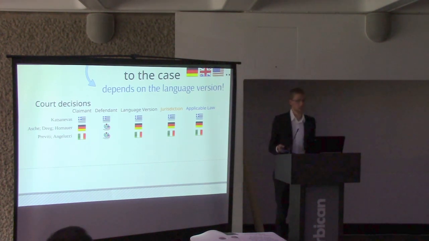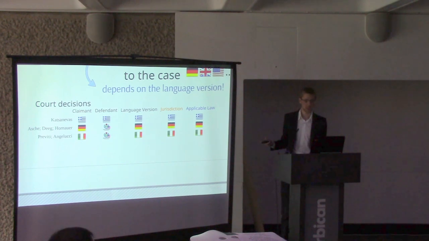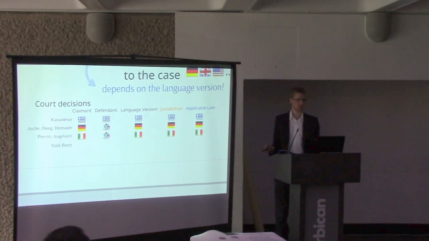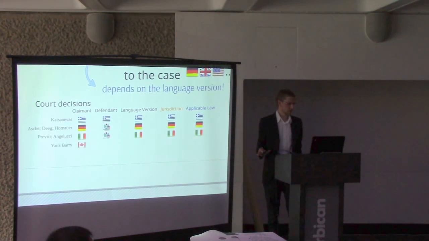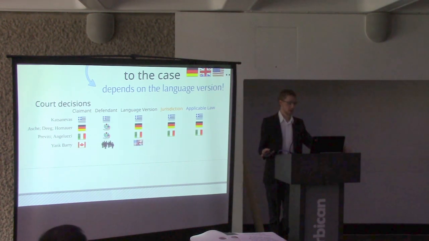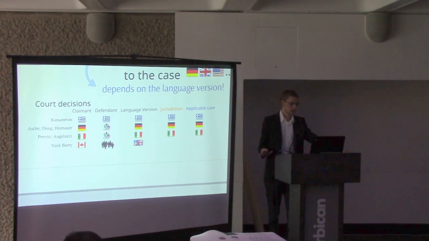Which is really great, but what we can't take from these cases is an answer to the question, which law would be applicable if the claimant is from a different jurisdiction than the language version is aimed at? Now, I thought we would finally get such a case when the Canadian musician Yank Berry sued, I think, 54 Wikipedia editors over content of the English Wikipedia, which would have been the perfect case to get an answer to this question, but unfortunately the claim was withdrawn just, I think, 3 weeks ago.